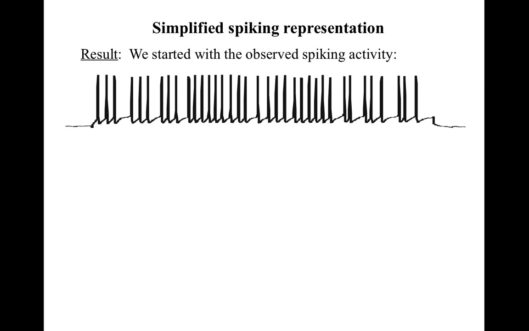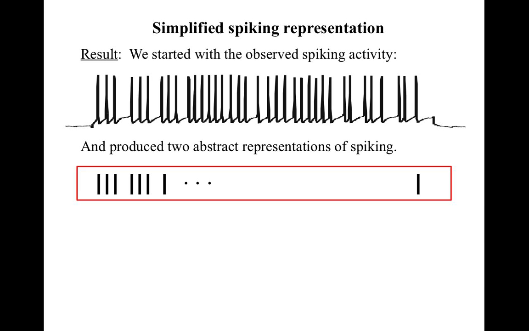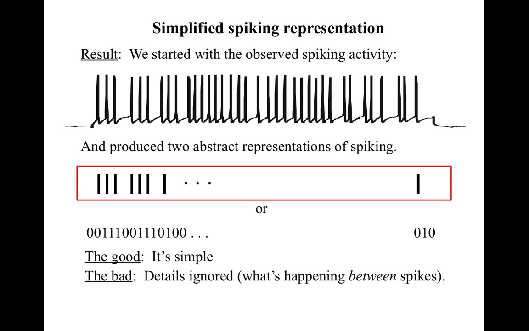Okay. So again, focusing on this simplified spiking representation. We started with this observed spiking activity, which is rather complicated. It's a plot here of voltage versus time recorded from a single neuron that maybe we or a talented electrophysiologist has patched. From this, we produced two abstract representations of spiking. One could be this series of tick marks, and the other one could be this series of zeros and ones. So we've gone from the complicated voltage data to this abstract representation. Why is this good? Well, it makes our lives a bit easier. The representation is a bit simpler.